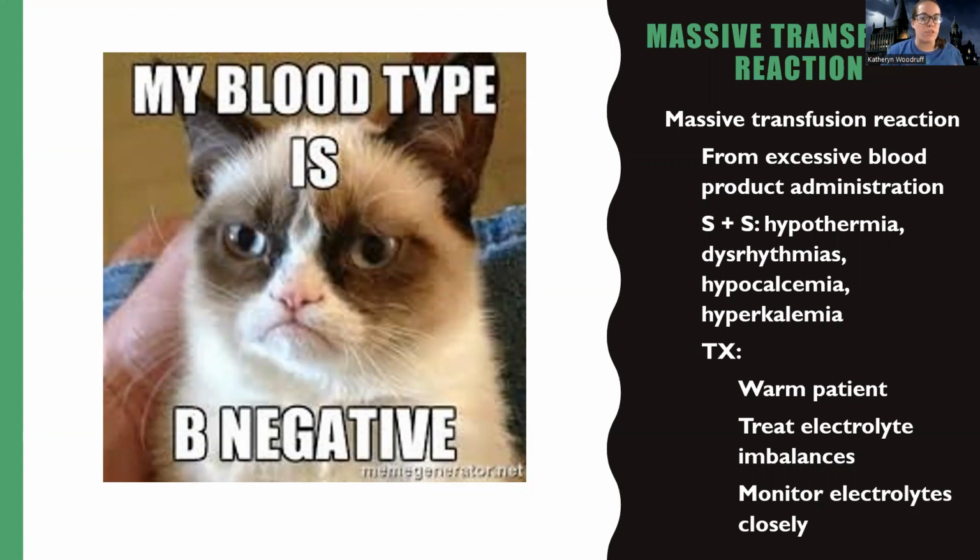Like I said, it's refrigerated. So if you have too much of it, your body temperature can go down, so you can get hypothermic. Abnormal heart rhythms can result from low calcium and high potassium, and that's just because of what is in those blood products. So what are we going to do? We're going to warm the patient. We're going to treat those electrolyte imbalances, replace the calcium and decrease the potassium, and then monitor their electrolytes closely.